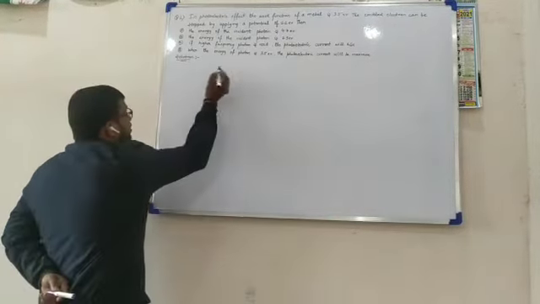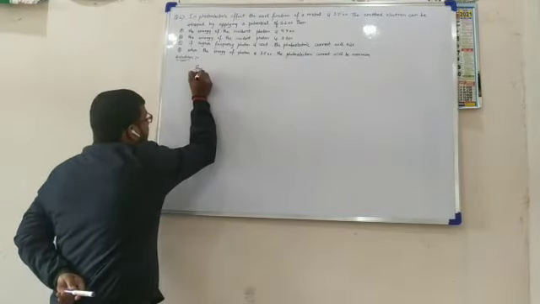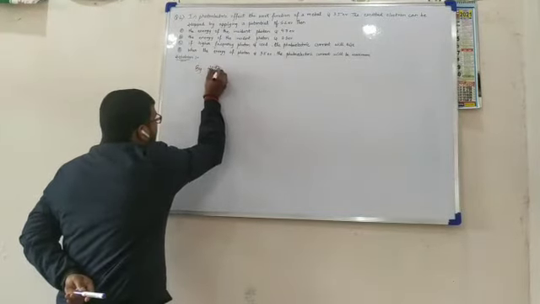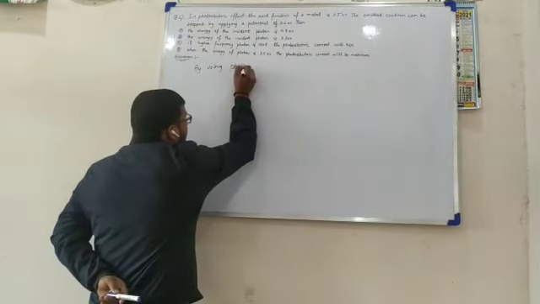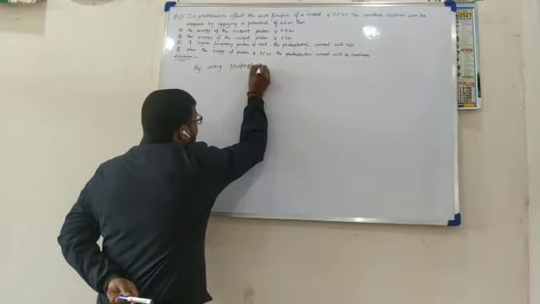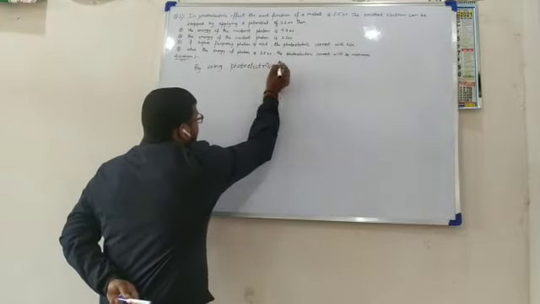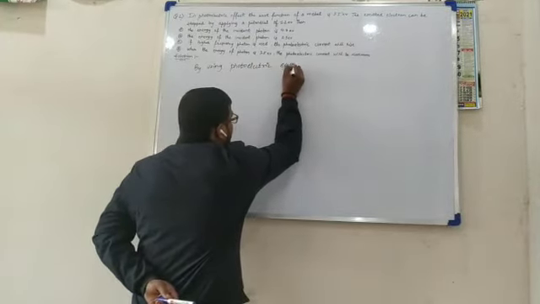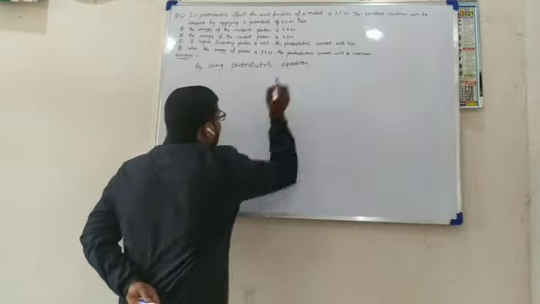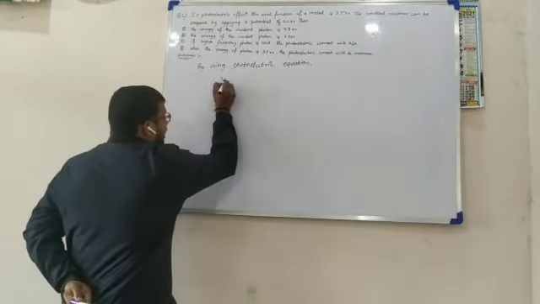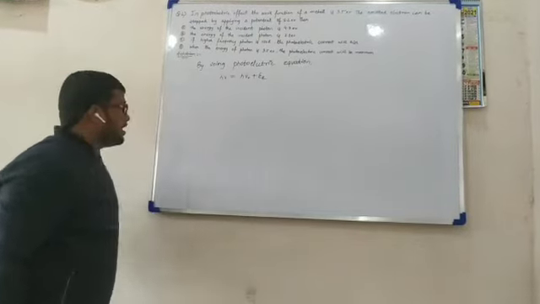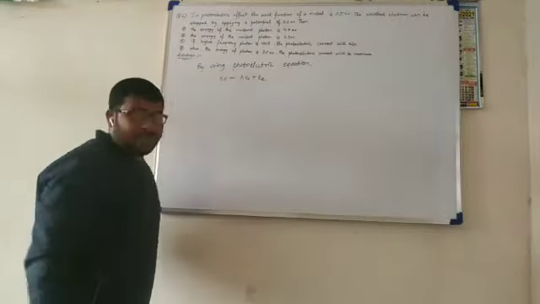So we have to find the energy of the incident photon. By using the photoelectric equation, that is h nu equals h nu naught plus kinetic energy.